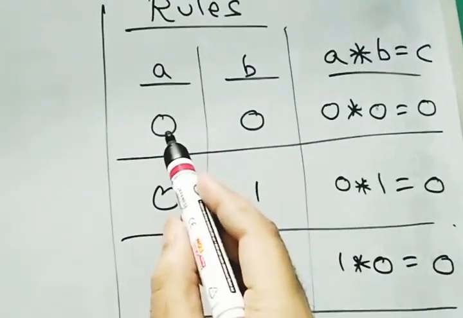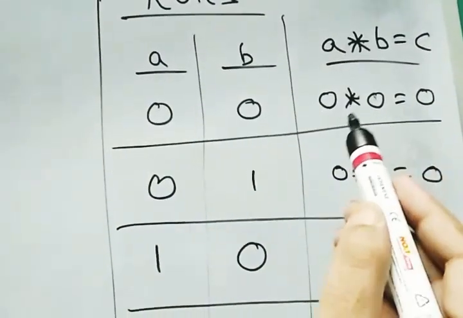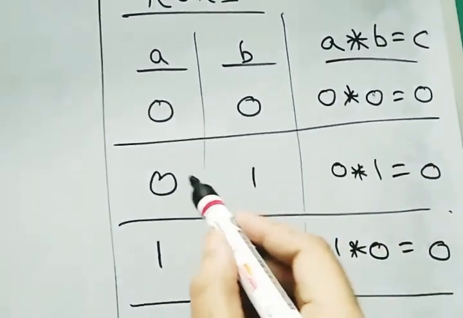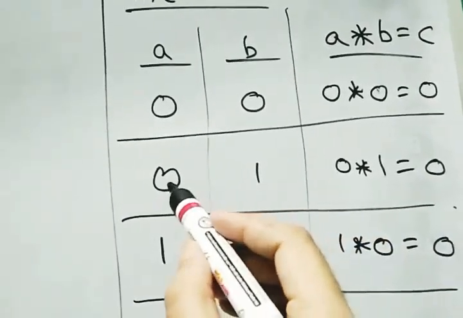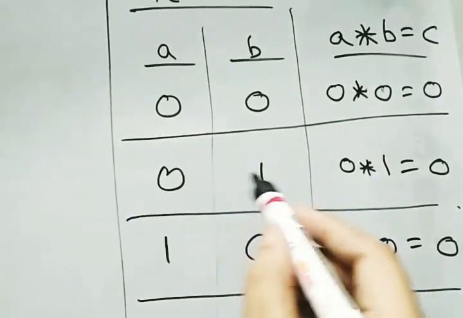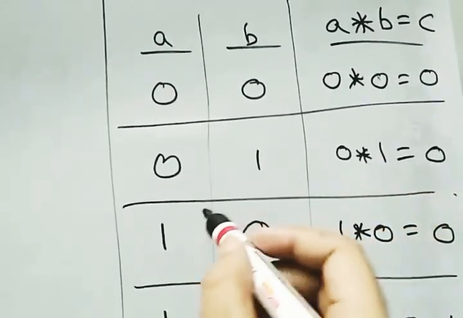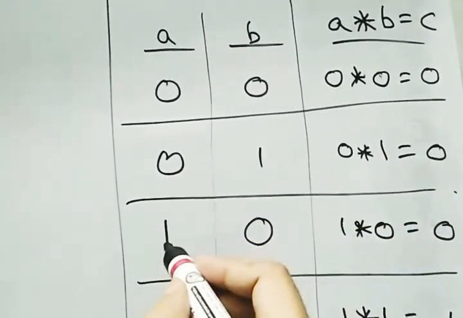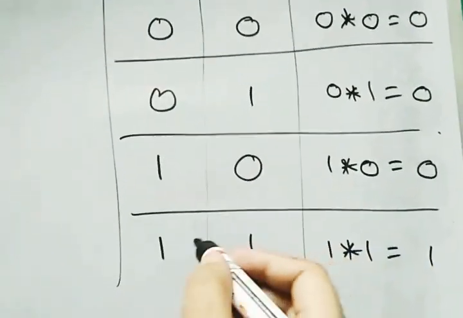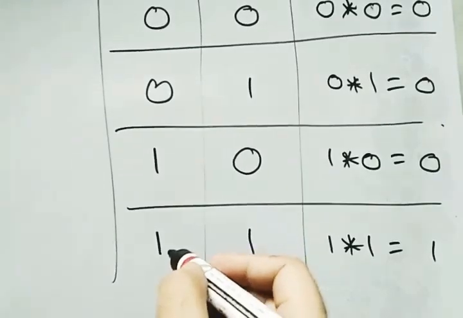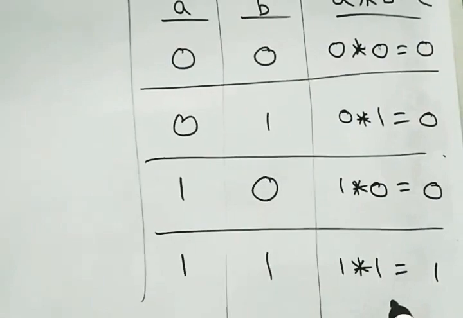So first combination is both digits are 0. Then 0 into 0 is equal to 0, just like decimal. Then second combination is 0 and 1. First digit 0, second digit 1. So 0 into 1 is 0. Third combination, first digit 1, second digit 0. 1 into 0 equal to 0. Fourth combination, both the digits are 1. So 1 into 1 equal to 1. It is very simple.